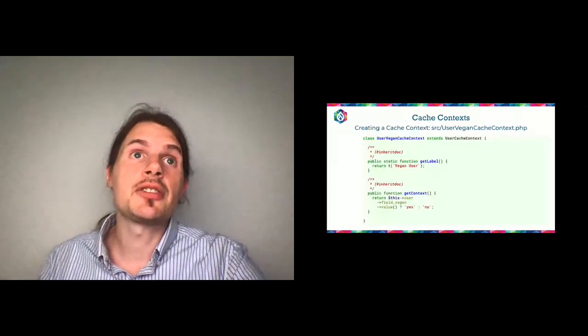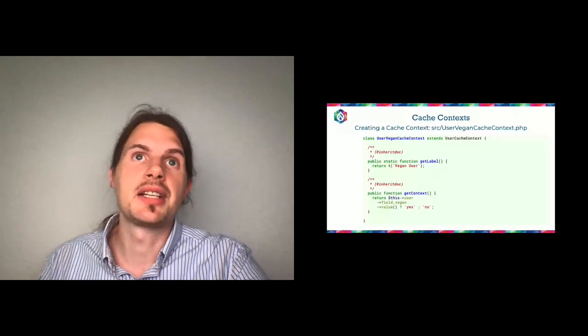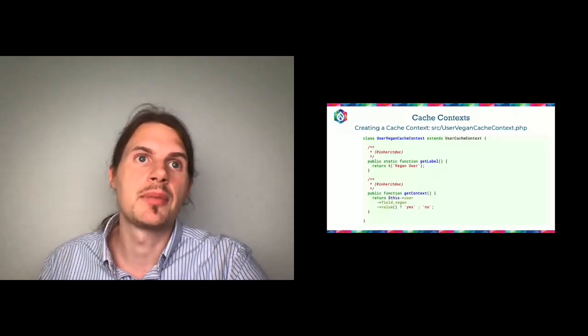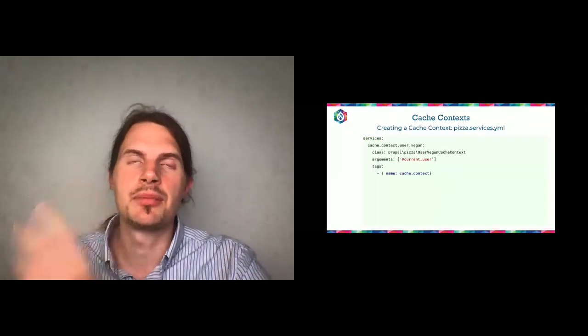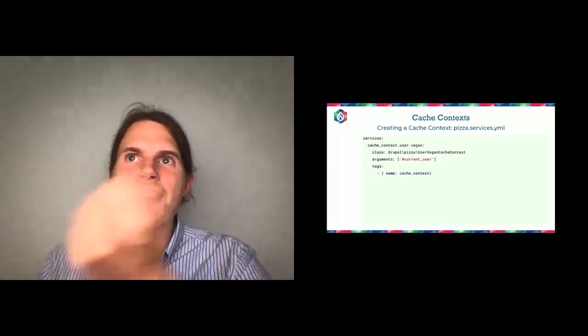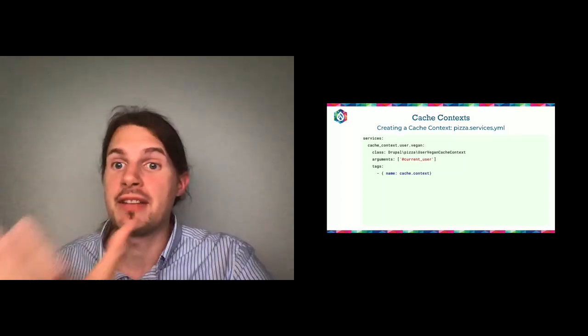This is how you create a cache context. Pretty simple. We just extend the user cache context, check the field vegan, register it as a service. This is more for you to check later. So it works great. We have a different problem now.